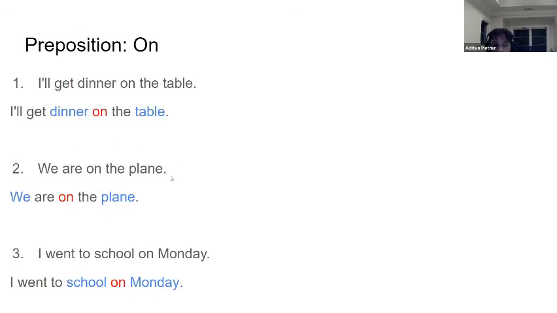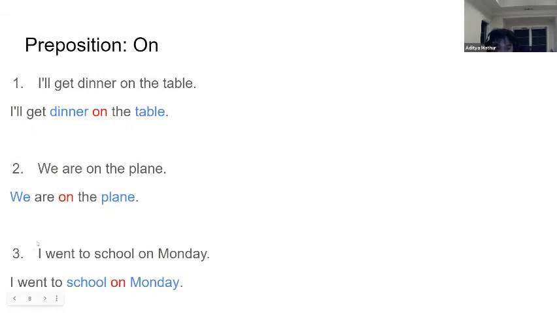So, Harsh, can you tell me what the preposition is in this sentence? What's the preposition in number 2? On. Yeah, that's right. And Harsh, now can you read number 3? I went to school on Monday. Yeah. So here is a bit harder again because we have 3 nouns.